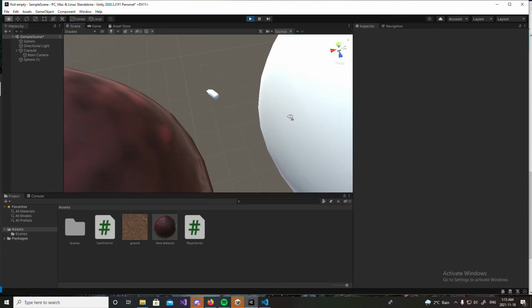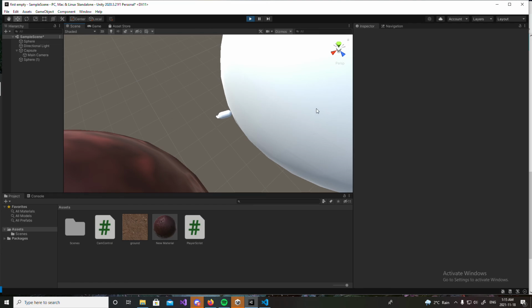Which ball will he fall towards? That ball. Anyway, you get the idea.